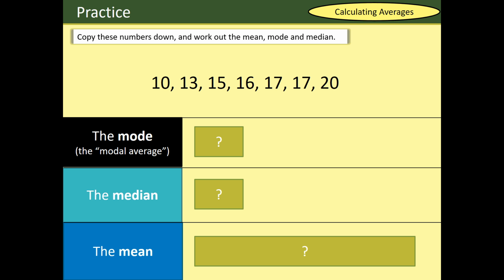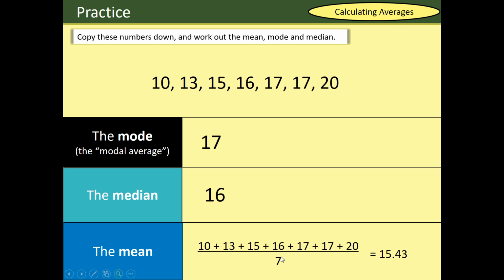So to go through the answer, the mode, the one that appears the most, is 17. There's 2 17s, every other number only appears once. The median is 16. It's the number in the middle. We cross off the 10 and the 20, cross off the 17 and the 13, cross off the 15 and the 17, and that leaves you with 16 in the middle. And the mean, you add them all together, divide it by 7. The mean here comes in at 15.43.